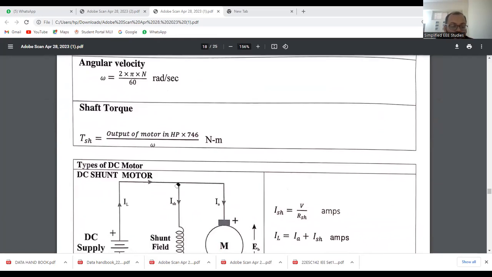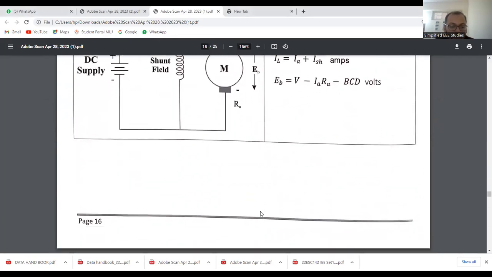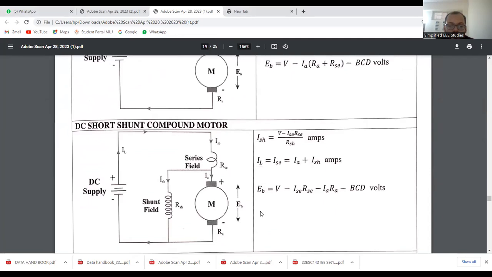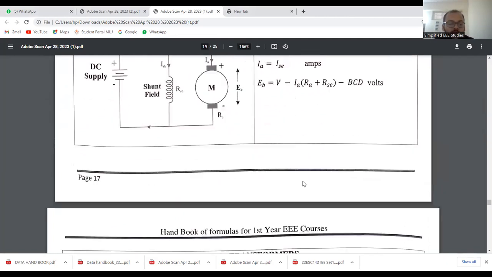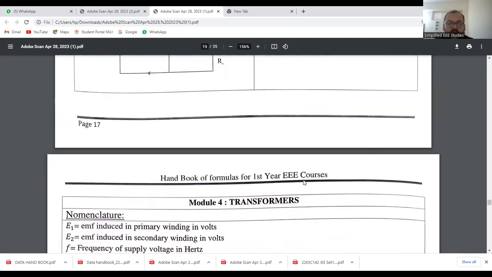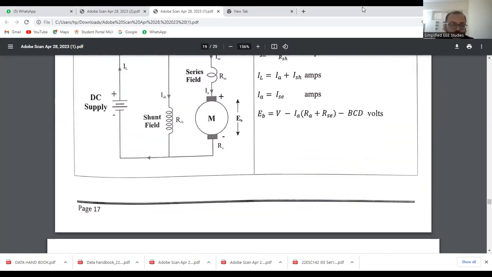Then definitely types of motor is given. Look at this. These are the types of motor. Relevant formulas are available. So if the question is related to DC shunt motor, you can directly draw the circuit diagram, right? If you know the circuit diagram, you can analyze based on your concept, based on the basic knowledge. Fine. So let me come back to the question.